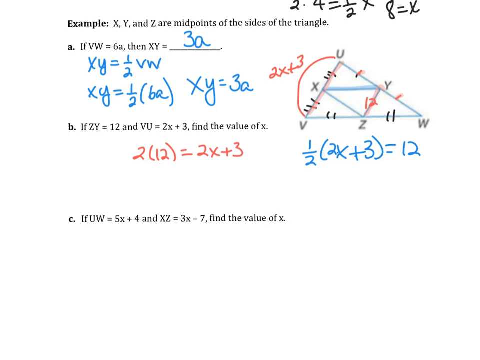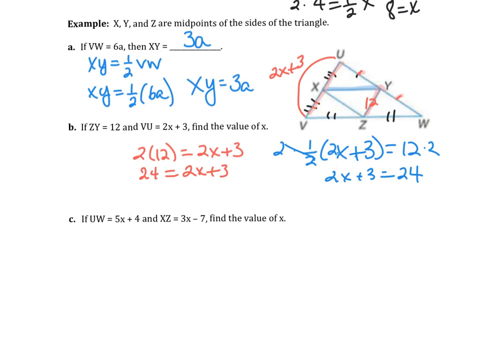Either way you go, you're going to get the same answer, because in the blue example over here on the right, my first step would be to multiply by 2. So then I've got that 2x plus 3 is equal to 24, which is what you get after your first step over here in the red. So 24 is equal to 2x plus 3. Either way you look at it, you can set it up.